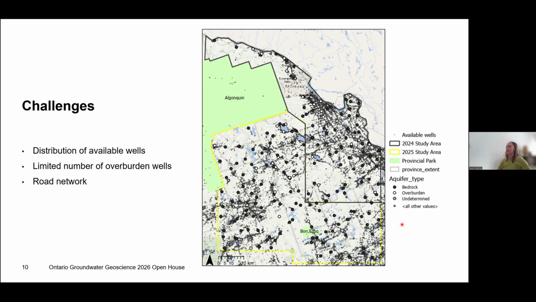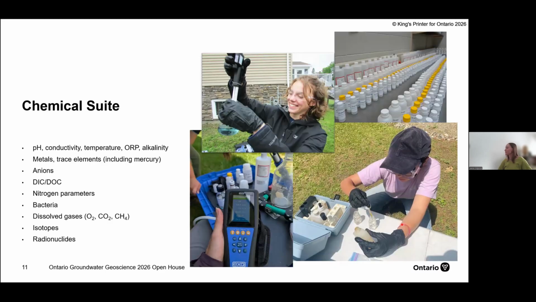And the road networks in these more rural areas also make it a little difficult to get around, and it can take a lot of time to navigate between samples. You'll also notice that there's not a ton of overburden wells that we got. We have a lot more of those samples in Southern Ontario, but in the Precambrian Shield and further north, there's, as mentioned, a lot of thin and discontinuous drift. So a lot of people are just going ahead and exploiting the bedrock aquifers instead of having overburden wells.